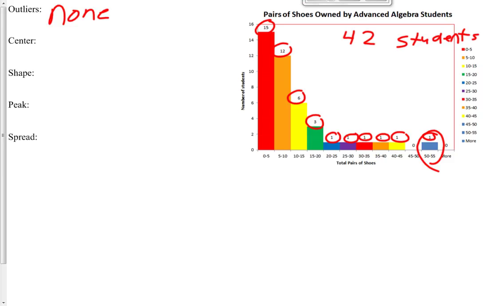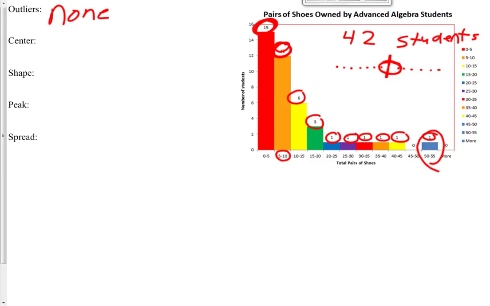So there's 21 students this way, and there's 21 students this way, so it would actually be an average of the 21st and 22nd students. That is the exact middle of the data. So where is the 21st and 22nd student? What bar is that in? Well, there's 15 students here, and we want to know where the 21st and the 22nd student are. So if there's 15 here and 12 here, that makes 27. That means that the 5 to 10 bar includes the students that are the 21st and the 22nd as far as their ownership of shoes.